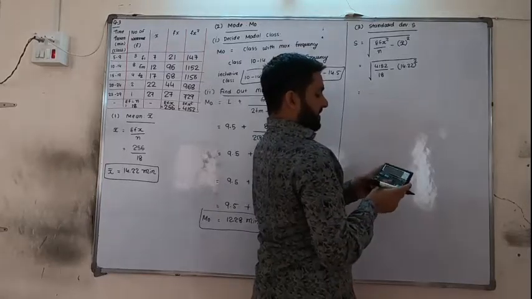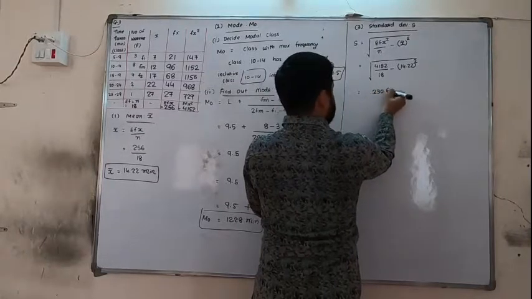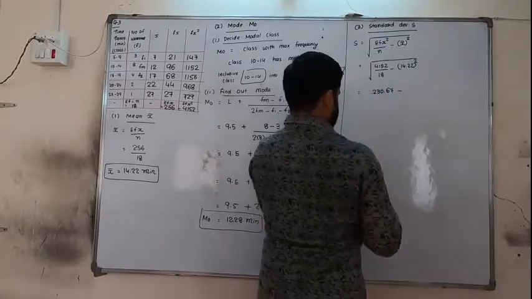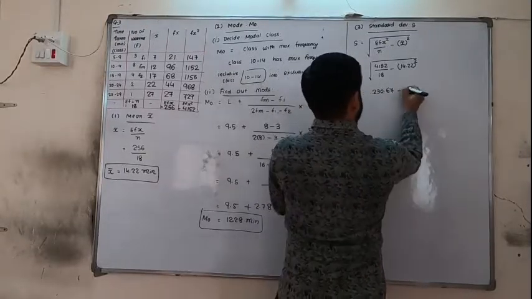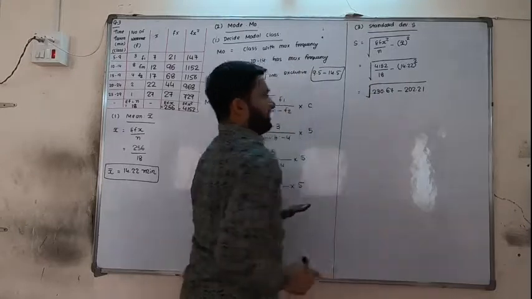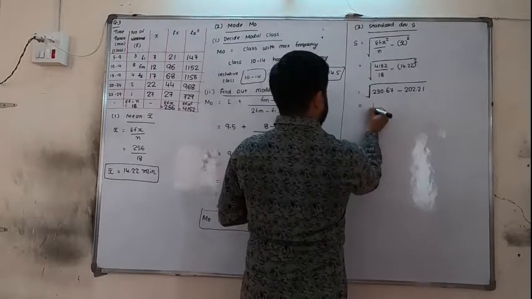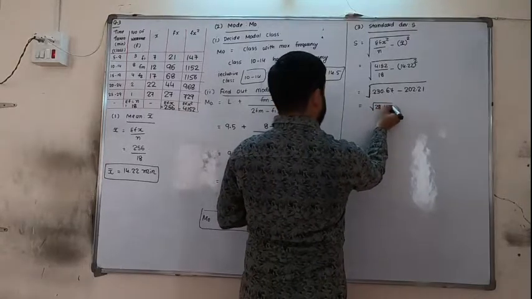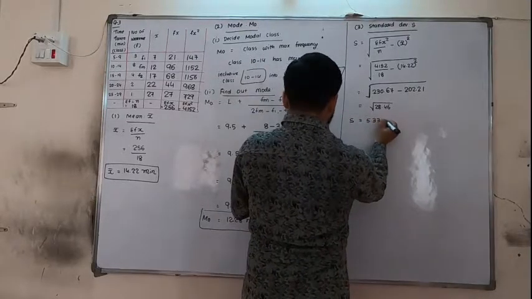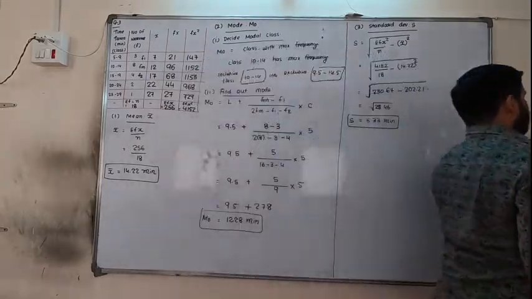Okay, 4152 by 18 is 230.66667, minus 14.22 square, which is 202.21. Now 230.67 minus 202.21, in square root, 28.46. Now our standard deviation will be 5.33 minutes.